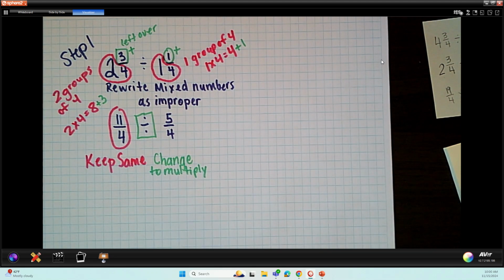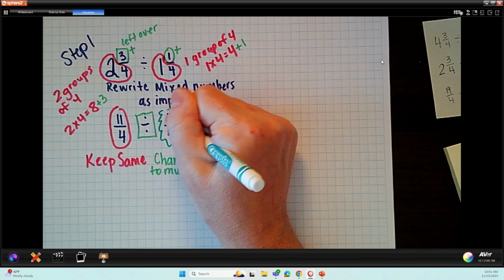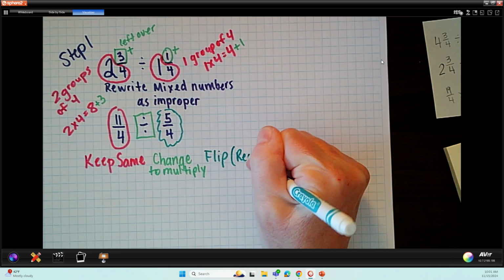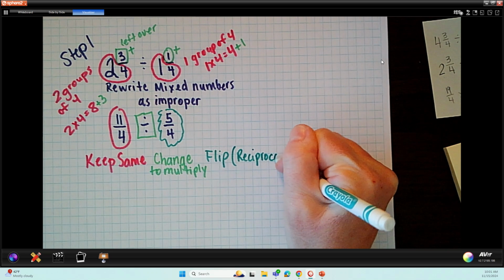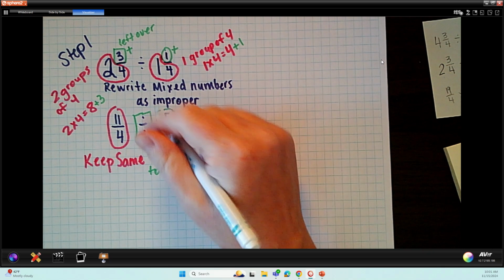And then our very last step is, and this is the part they're all forgetting, this is the big one. We need to flip this. We're going to use the reciprocal. That's what it's called, reciprocal. So the reciprocal would be the numerator and denominator would just be flipped.